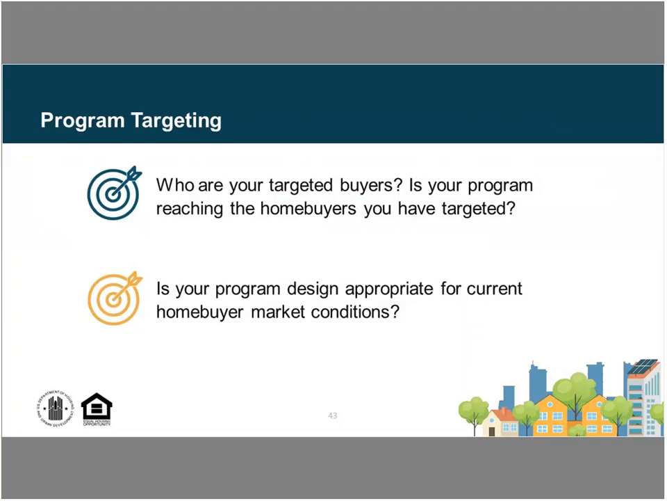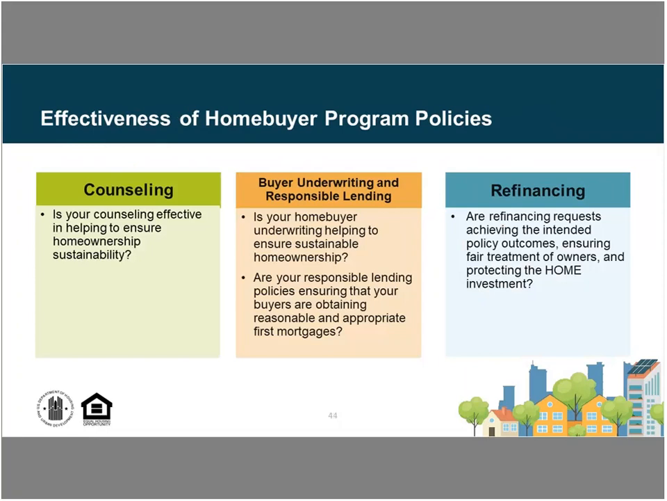So who are your buyers? Are you reaching the home buyers that you want to be targeting? Is your program design appropriate for your current market conditions? Has anything changed? Have prices increased or decreased? Has the demand in your area gone up and maybe you need to respond to potential displacement and gentrification? Or has demand gone down in other areas that you might want to try to stabilize more? So just different things to think about for program targeting.